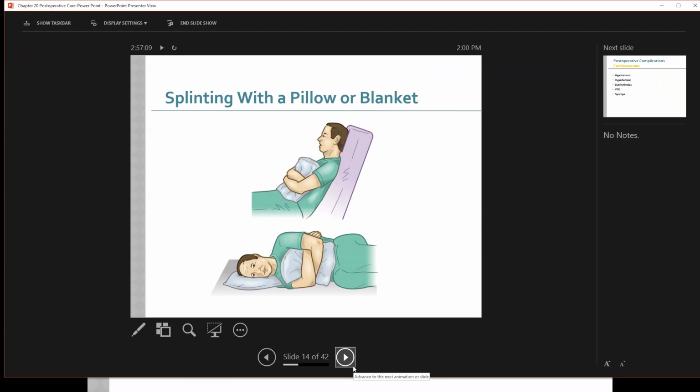Techniques for splinting incision when coughing. You can find figure 20.7 on page 372 for this slide. The patient may need to use a pillow or a rolled blanket for support when they are doing effective coughing if they have had an abdominal incision from abdominal surgery. This helps to keep the incision from splitting open. This is called splinting. The technique, with correct positioning, provides support to the incision and aids in coughing of expectoration of secretions.